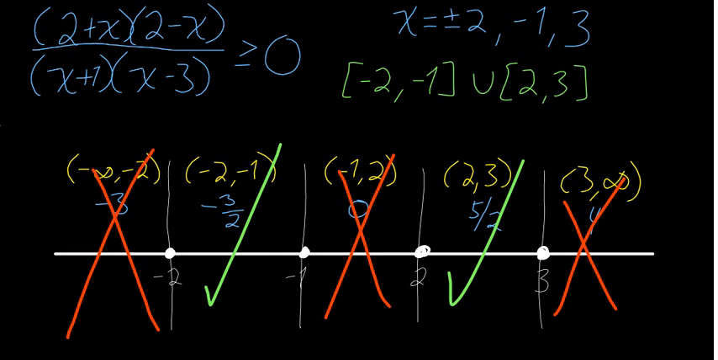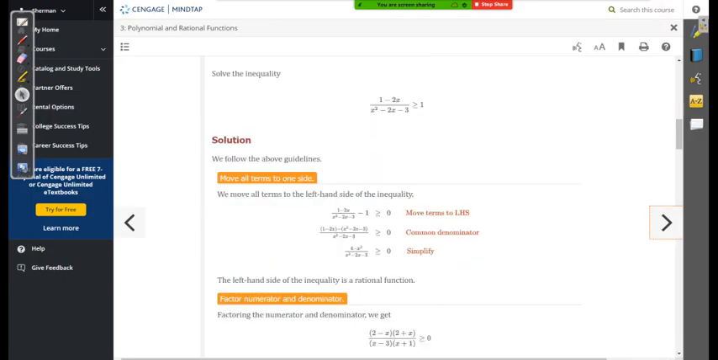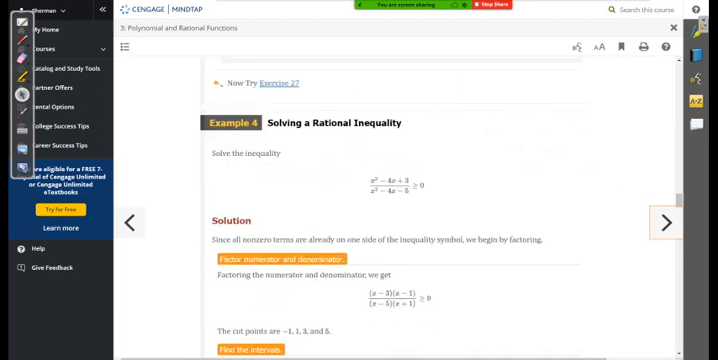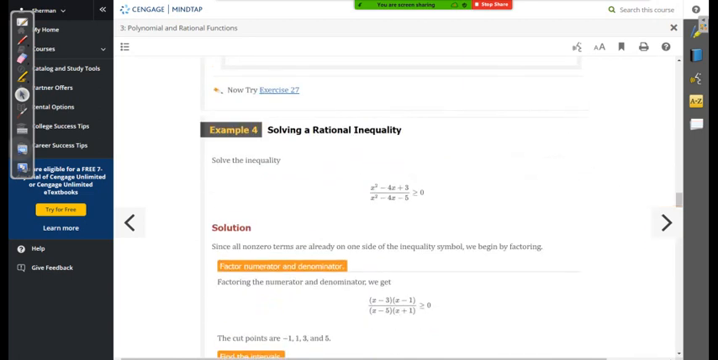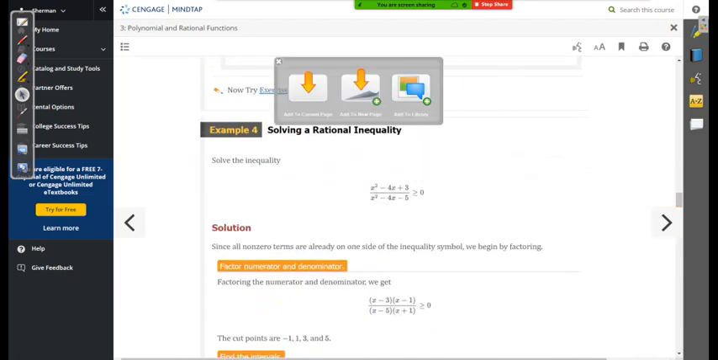Whew. Man, I need a break. And the last one for the day, what makes this so tricky.